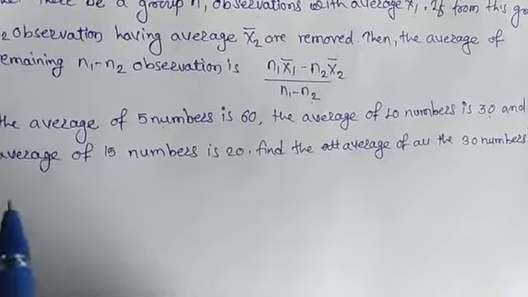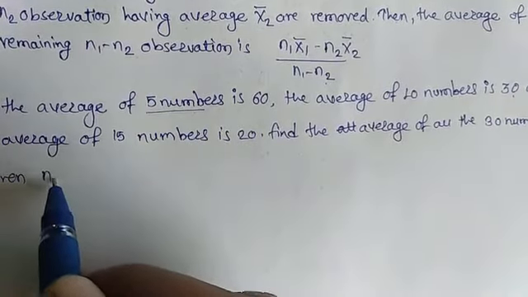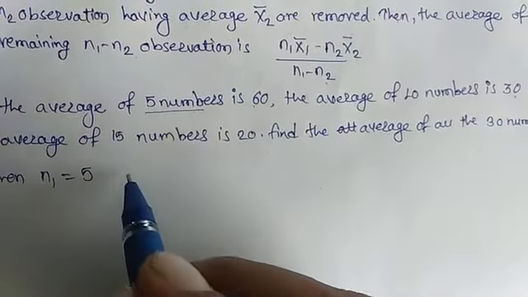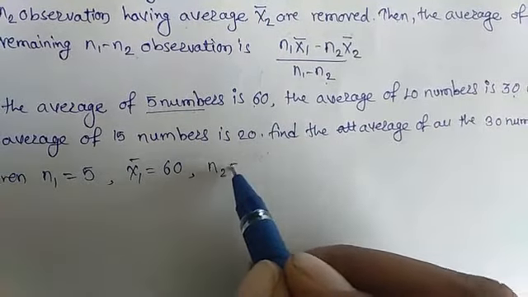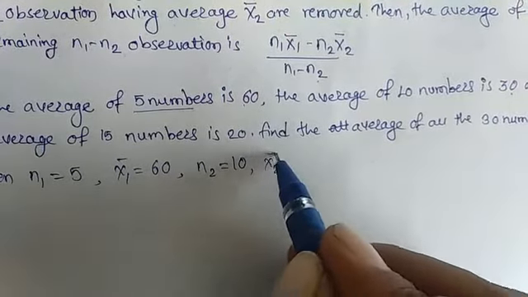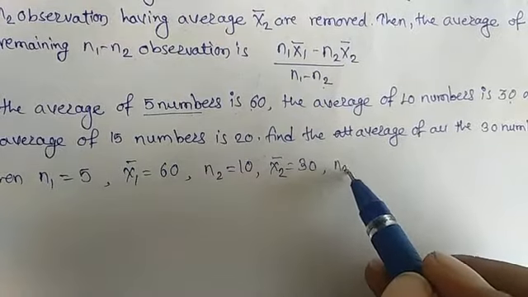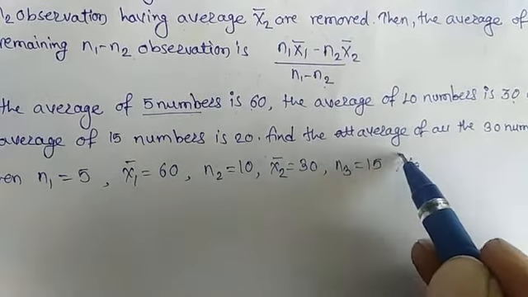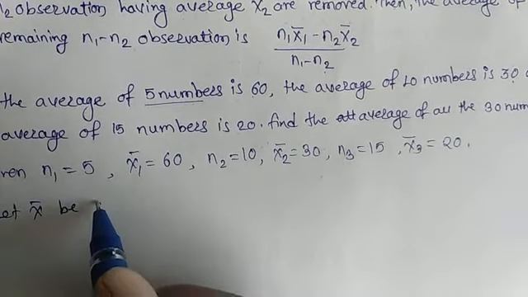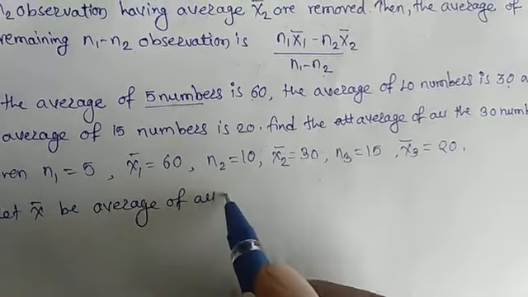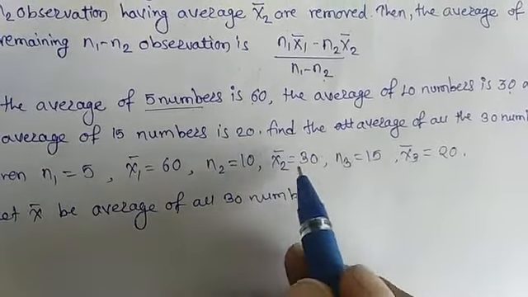In the solution, we consider that in the first group there are 5 numbers, so N1 is equal to 5 and its average is 60, so X1 bar is equal to 60. The average of 10 numbers means N2 is equal to 10 and X2 bar, the average of the second group, is 30. Next, the average of 15 numbers is 20, that means N3 is equal to 15 and X3 bar is equal to 20. Now let X bar be the average of all 30 numbers. N1 plus N2 plus N3 is 5 plus 10 plus 15, which is 30. So we have to find the average of all these three groups.